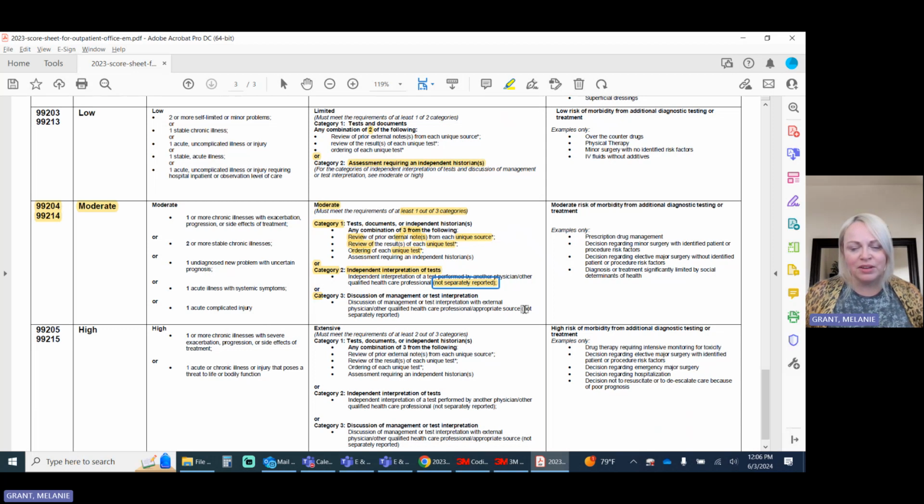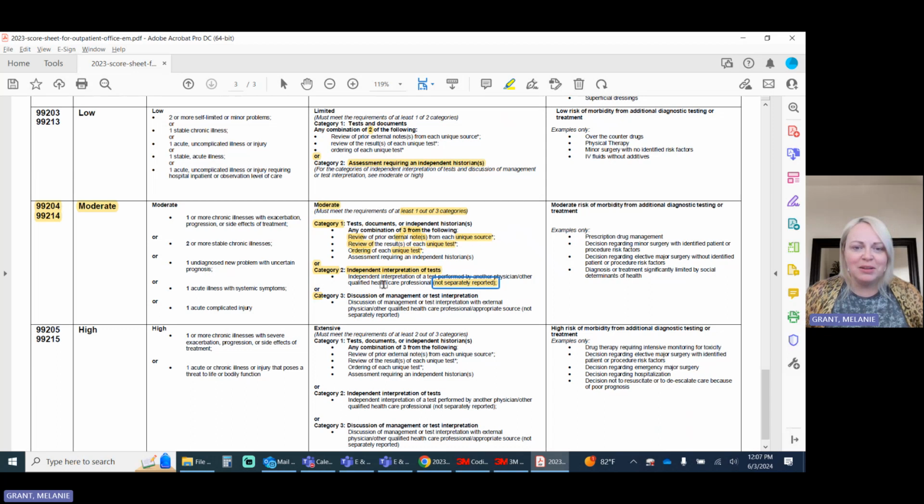We only count that if they're looking at something that's already been done or is being done by someone else within the patient's care. So you'll also notice here it's another physician or other qualified healthcare professional, okay? So not looking at their own previous test.